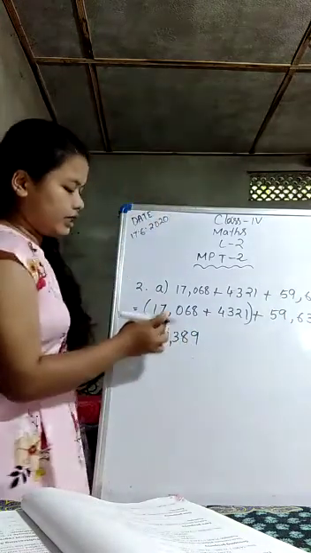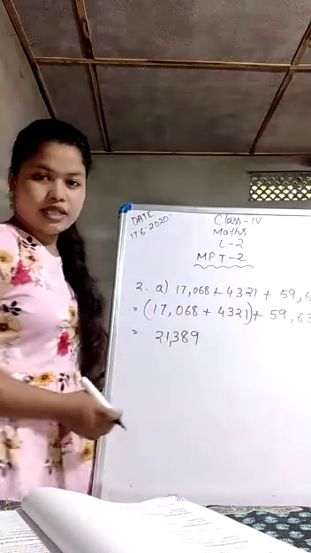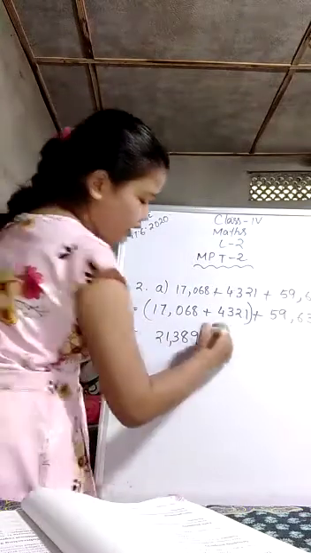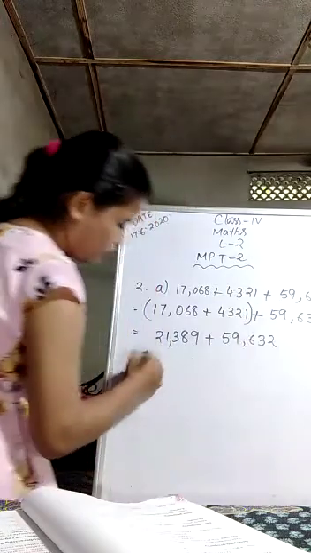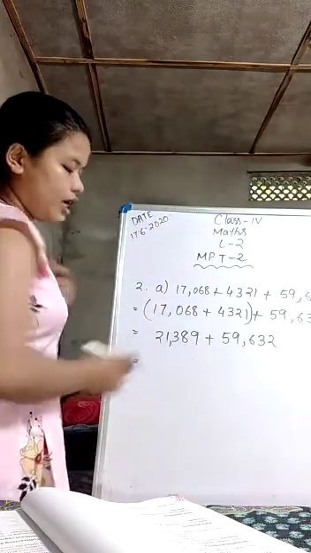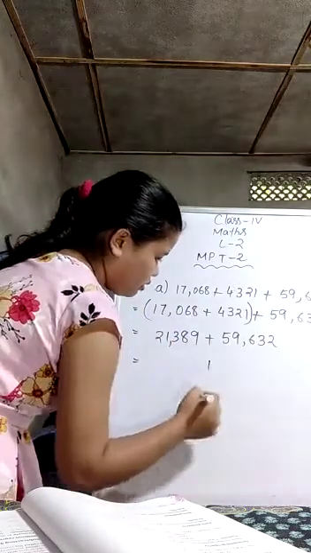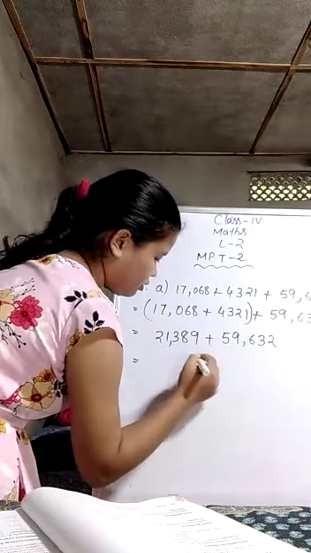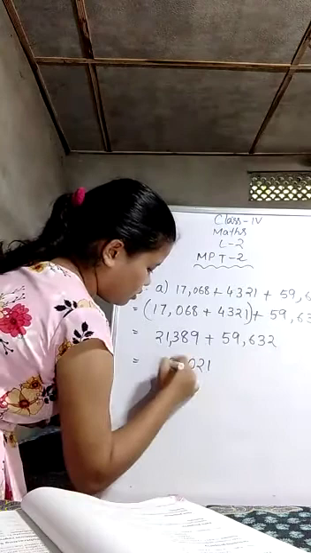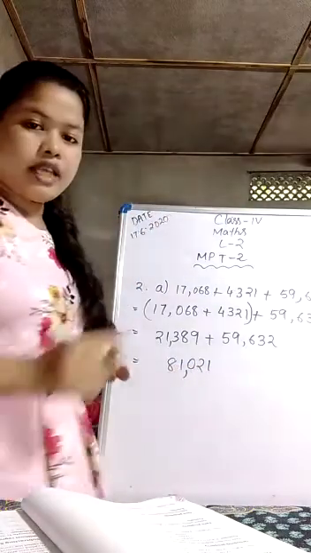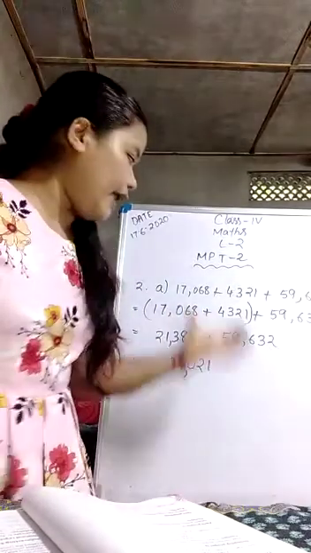So the answer is 17,068 plus 4,321 is 21,389. Then we have to add 59,632 with that number. So now we will add 21,389 and 59,632. So the answer is 81,021.